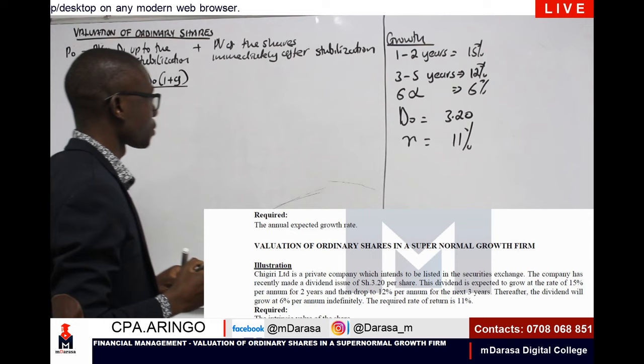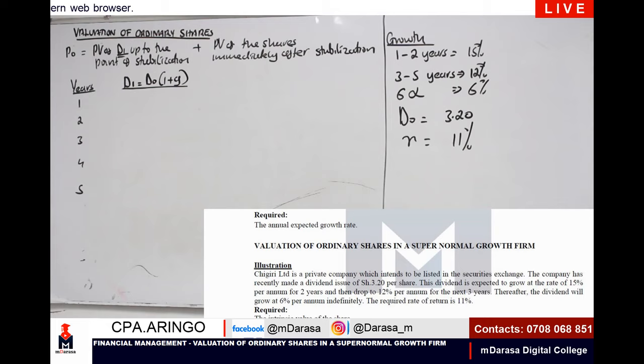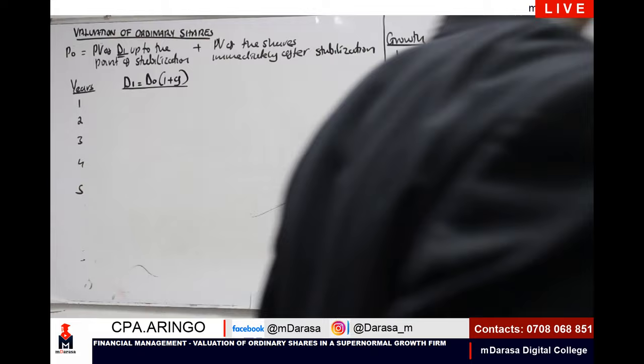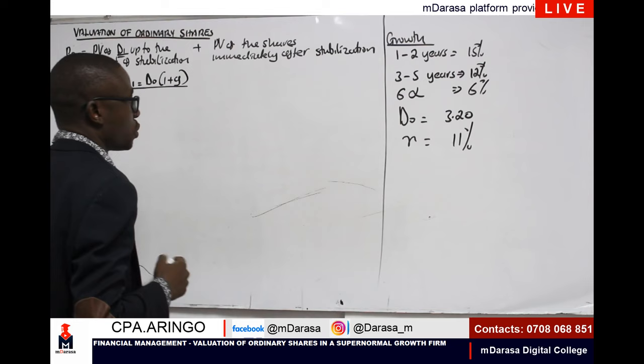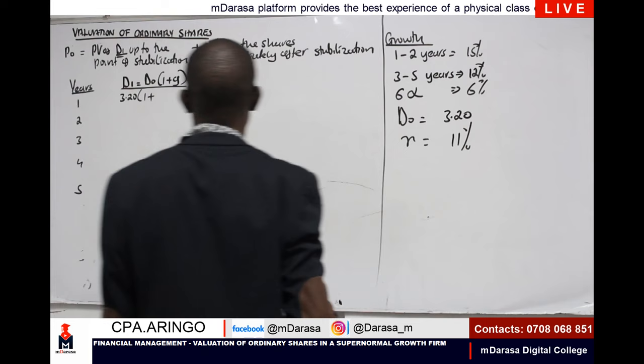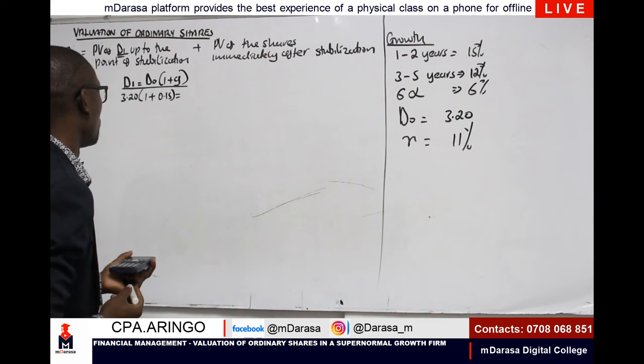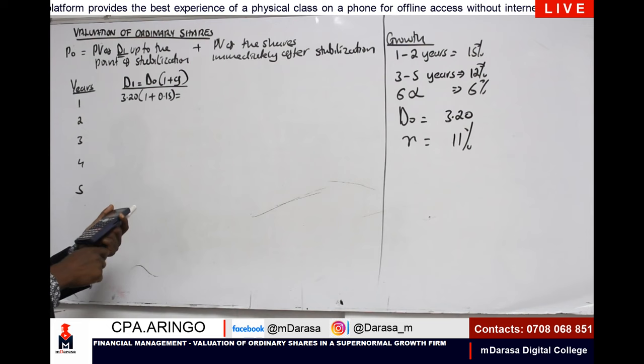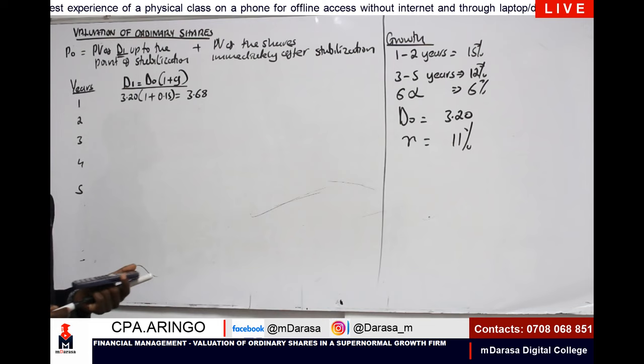Very important to understand that. Allow me to remove this question so that at least you can have one thing in aspect here. So this is what you're having. Our current dividends, the one that we just paid, was 3.20, times 1 plus our growth rate in year 1. Growth rate in year 1 is 15%, so 0.15. This will give us how much? 1.15 times 3.20 should give us 3.68. Believe that you guys have understood how we've arrived at that.